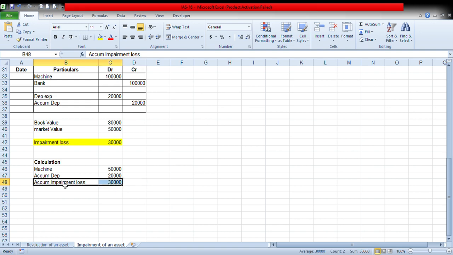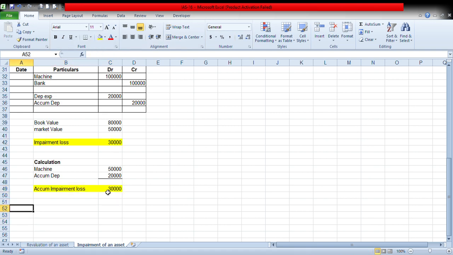This is called accumulated impairment loss. Let me write it. What I did is I just minused the accumulated depreciation, because we know our total depreciation is 20,000. After that we didn't calculate the depreciation, we just calculated the impairment loss. So that's accumulated impairment loss of 30,000. That's the same, right, ladies and gentlemen? This value and this value should be same.